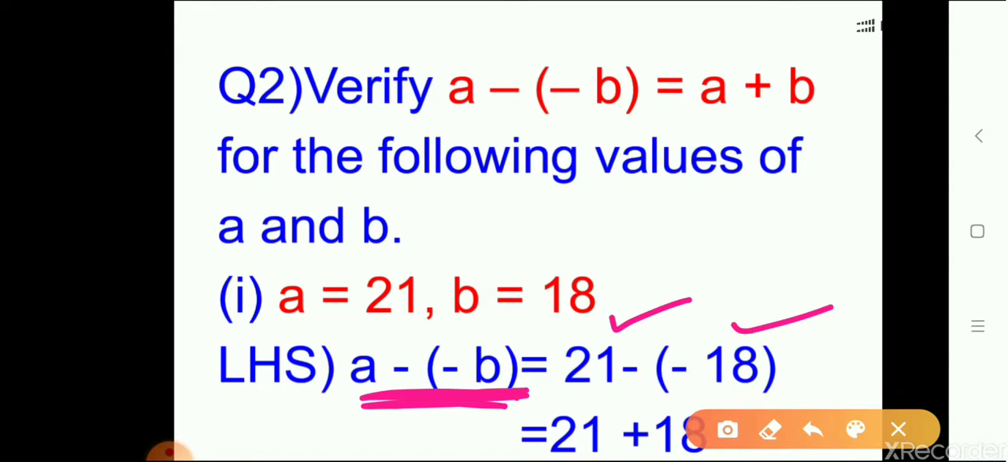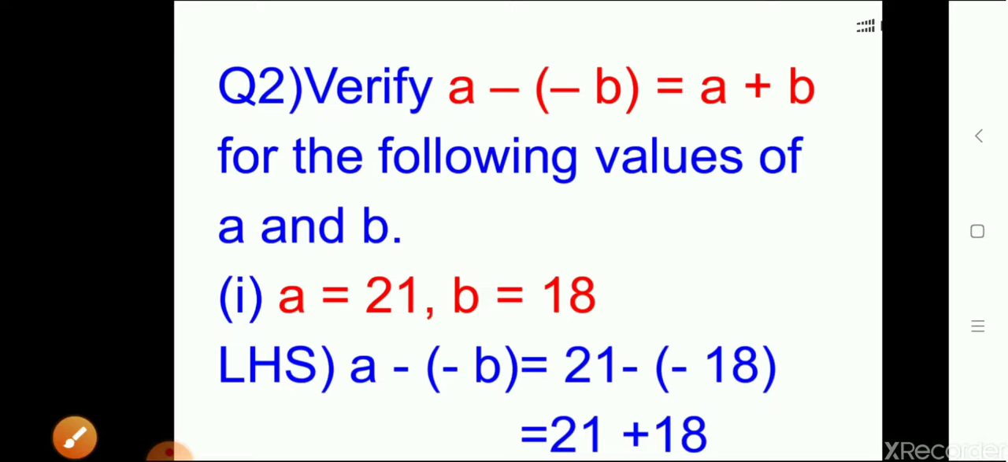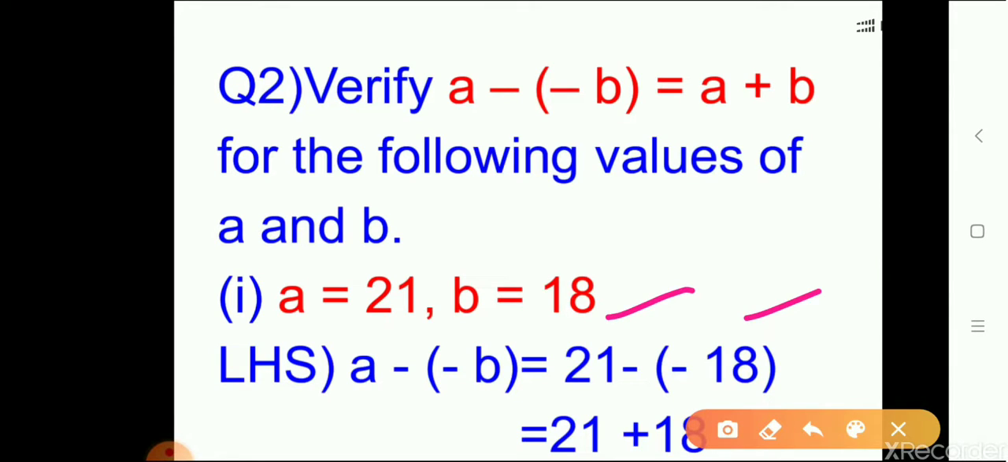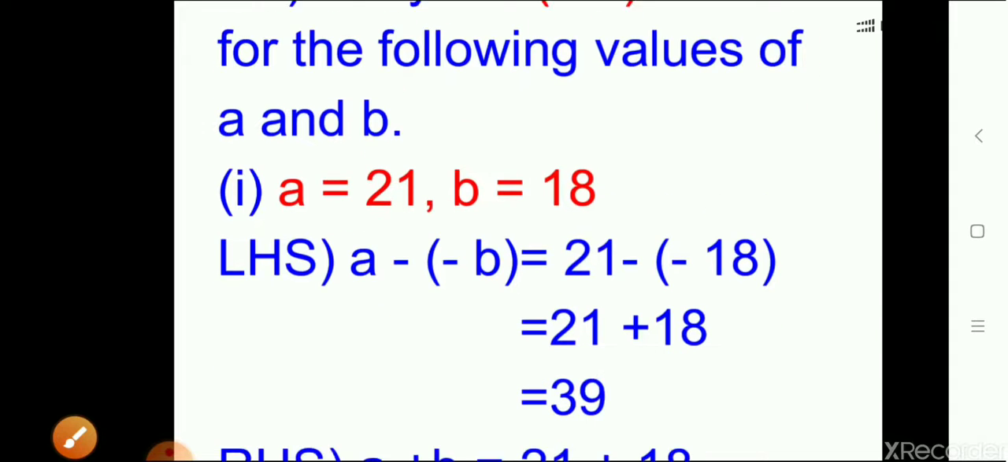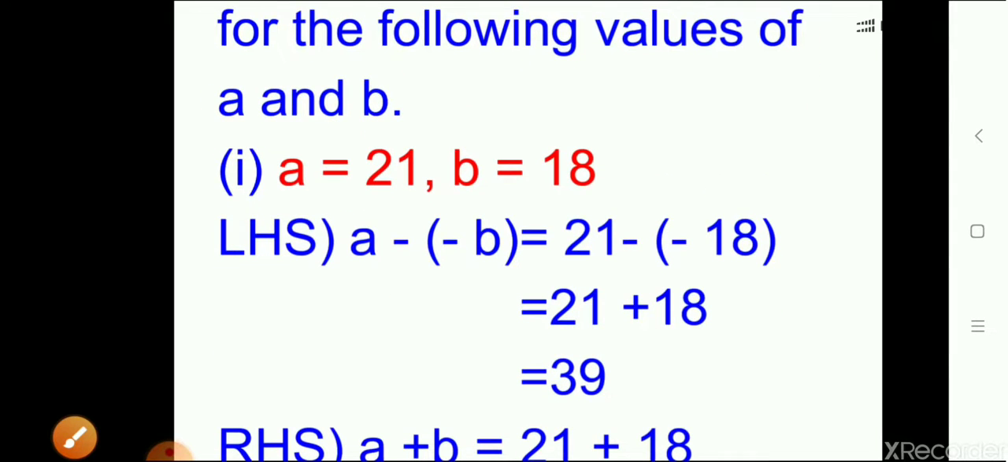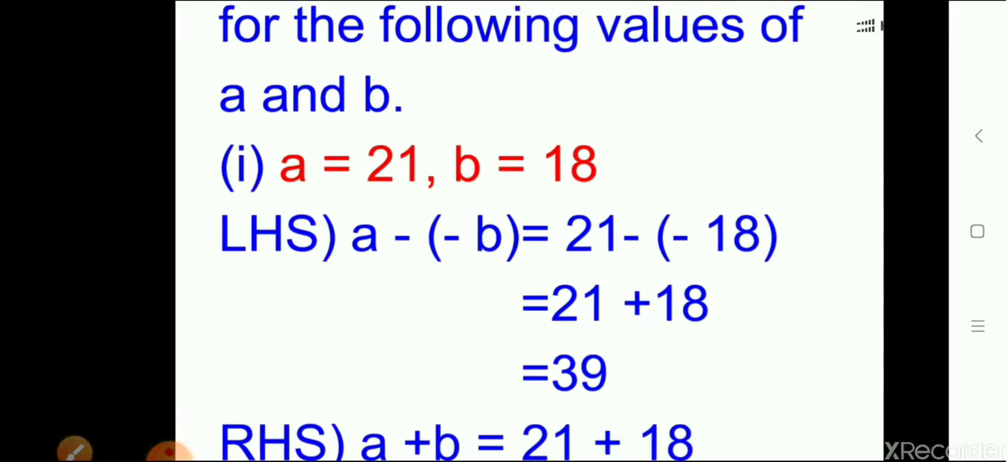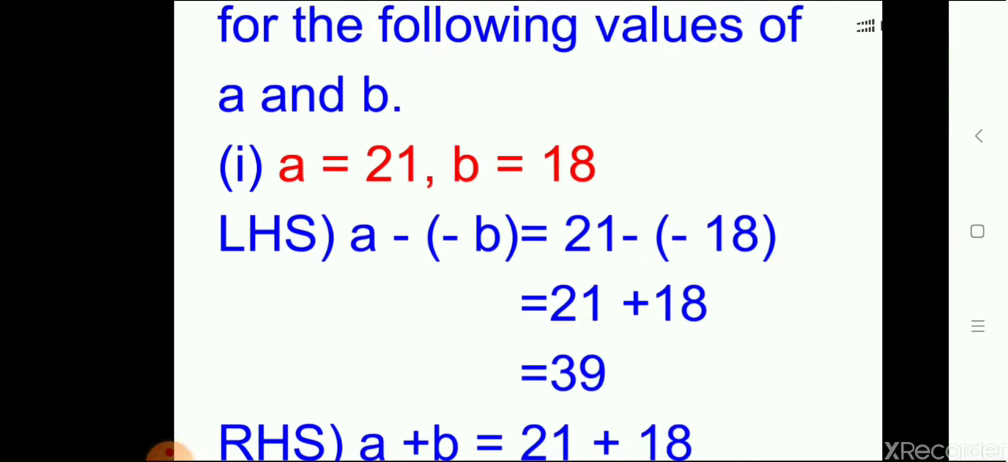Okay, so by putting up the values, we have 21 minus minus 18. Here these two minus signs will get multiplied and will convert into a positive sign. So it will be 21 plus 18, and our answer will be plus 39.